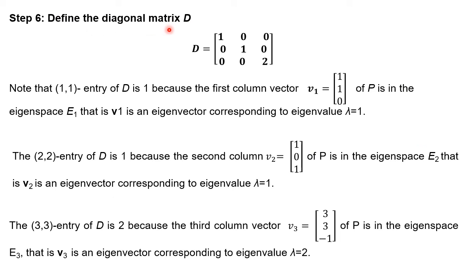You can define the diagonal matrix D directly from the eigenvalues. D is equal to, these three are the eigenvalues, that is 1, 1 and 2 as the diagonal elements of the matrix. Here you can see that lambda equal to 1 refers to the column vector 1, 1, 0. And when lambda is equal to 1, in the second column and second row, it refers to the eigenvector v2, 1, 0, 1. And then we have the third one, that is lambda equal to 2, in the third row and the third column. It refers to the eigenvector 3, 3, minus 1.